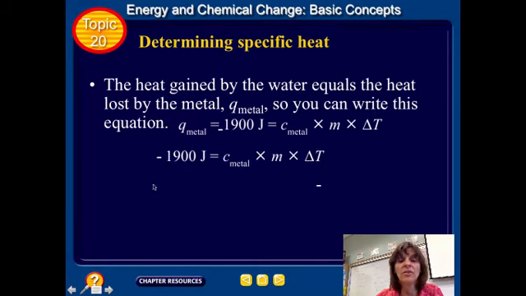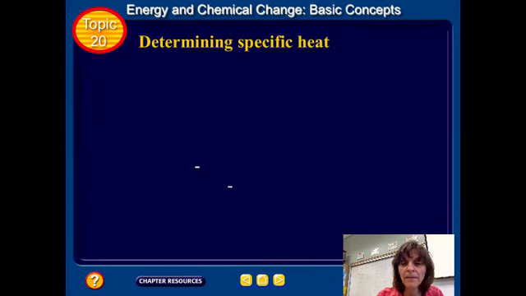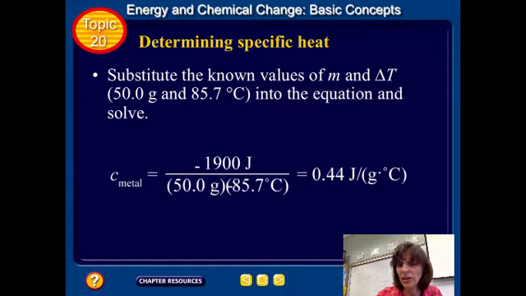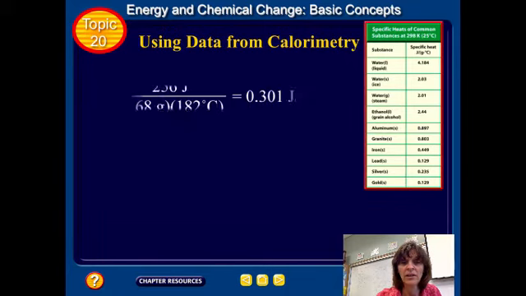So negative 1900 joules, you arrange it and solve for heat capacity. So substitute the grams and the temperature change, and you should get that's 0.44 joules per gram degree Celsius. If you look on the chart, you can see that that was probably another chunk of iron, because it's got 0.449 for the known specific heat capacity of iron.